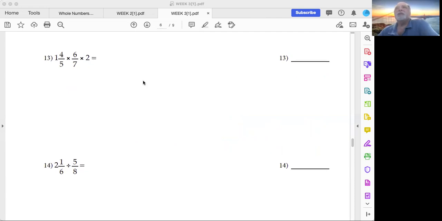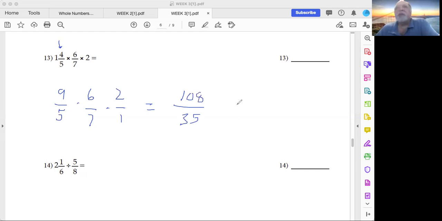Okay, now we got some multiplication. All right. So, tackle this. All right. 1 and 4 fifths times 6 sevenths times 2. Okay. Well, a good way to do this is improper fraction. So let's improper fraction 1 and 4 fifths. And if you do that, 5 times 1 is 5 plus 4 is 9. That's 9 fifths times 6 sevenths times, and we can express 2 as 2 over 1. Okay. Do I see anything I can cancel? And the answer is no, I don't. Okay. So 5 times 7 is 35, times 1 is 35, so 35 is on the bottom, okay? 9 times 6 is 54, times 2 is 108, okay?